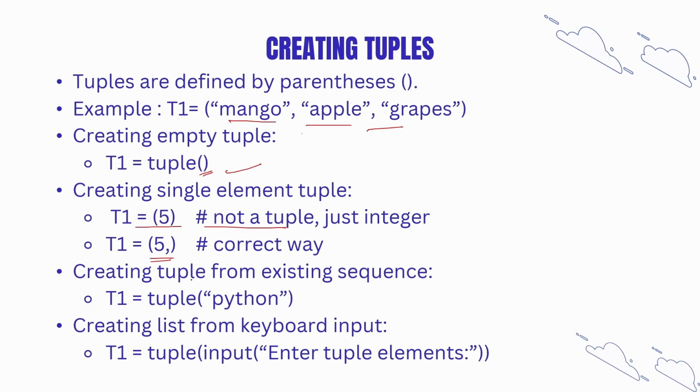Then there is creating a tuple from an existing sequence. For example, if you say tuple Python, this creates a tuple from this string. Then last is creating a tuple from keyboard input. So the user can input values from the keyboard in this form.